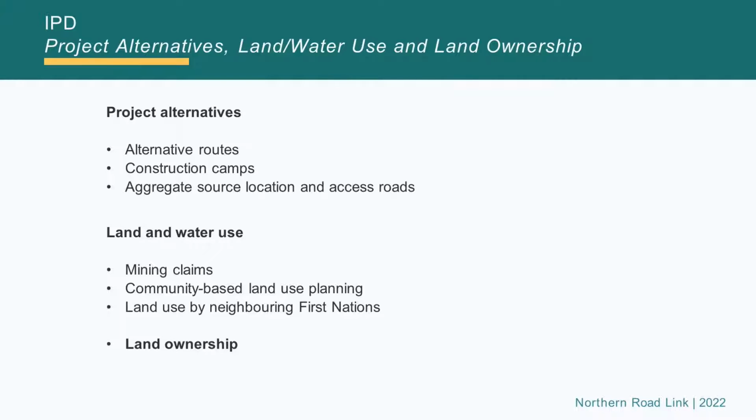So if there have been alternative routes identified, this information must be included as part of this document. If there's enough information, enough background studies that have been done to identify where potentially construction camps might be, or aggregate source locations and associated infrastructure, whether it's access roads or crossing structures, then these should be identified.